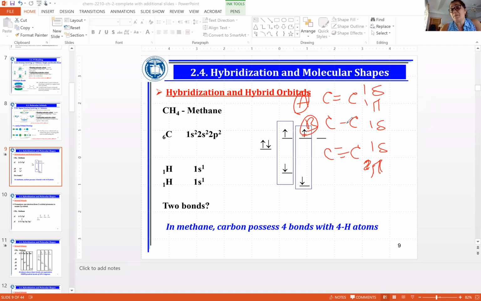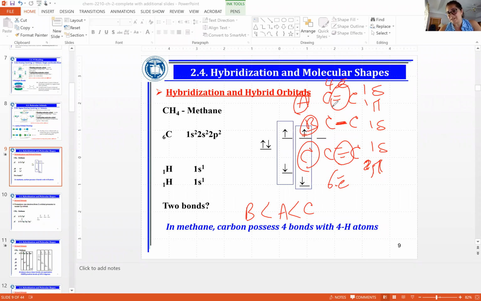When a sigma bond or single bond forms, 2 electrons are shared. When a double bond forms, 4 electrons are shared. And for a triple bond, 6 electrons are shared. That's about single bond, double bond. The strength is going to increase from B, A, and then C. So triple bond is going to be strongest. Single bond is going to be weakest among these 3, the single bond, double bond, and triple bond.